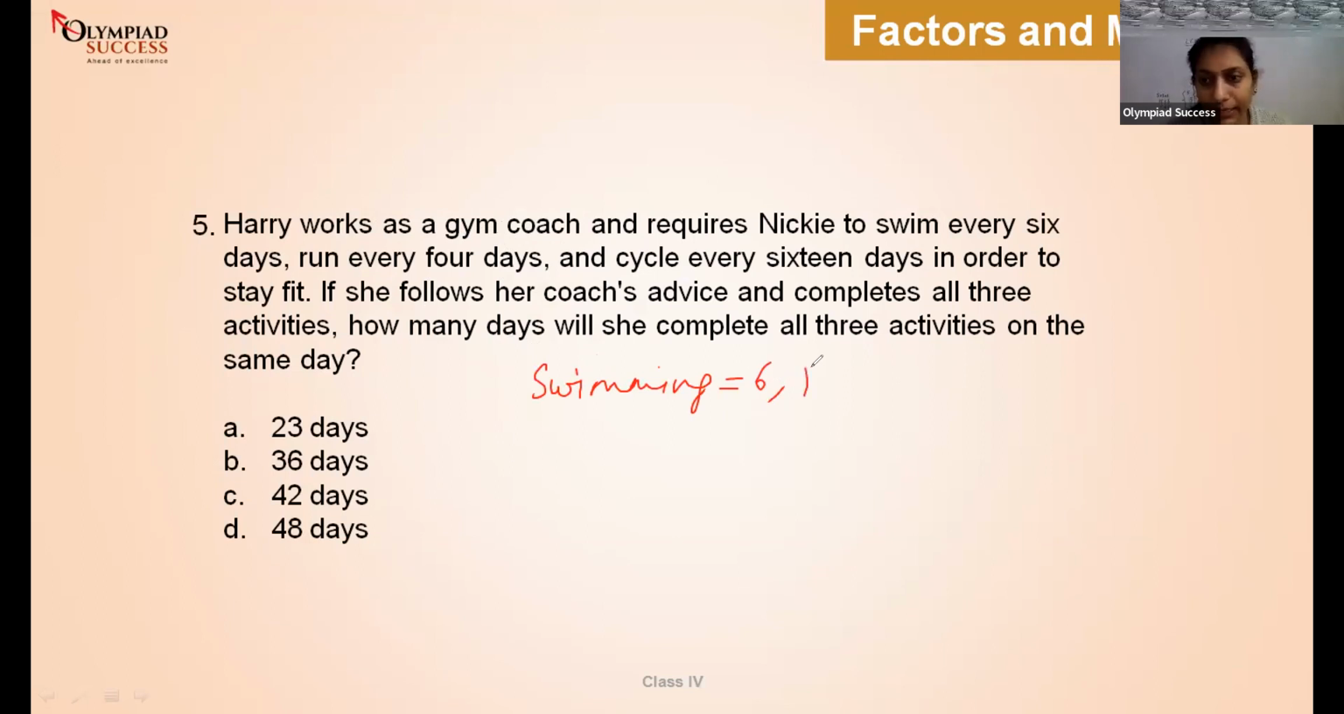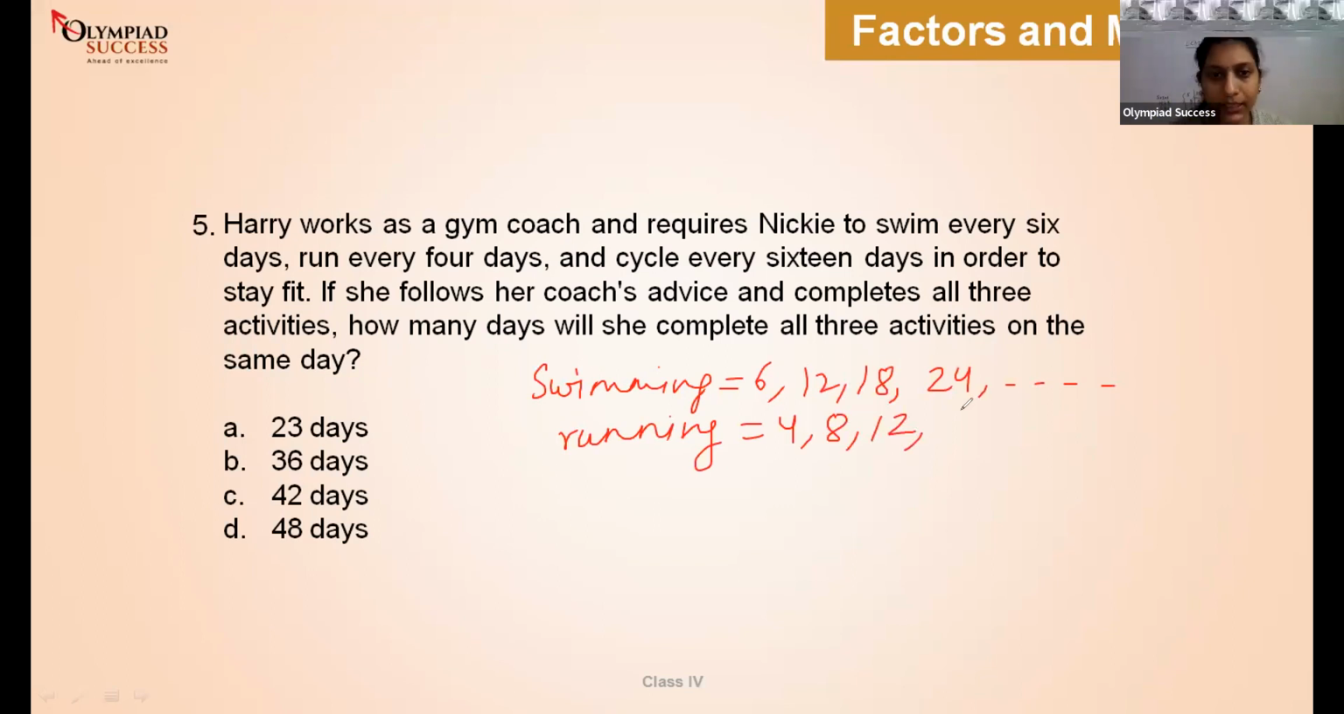6 ones are 6, 6 twos are 12, 6 threes are 18, 6 fours are 24, and so on. Now, if she is running, then after every 4 days she has to run. That means 4, 8, 12, right? Now, if she is cycling, then every 16 days she has to cycle. That means 16, then 32, and so on.